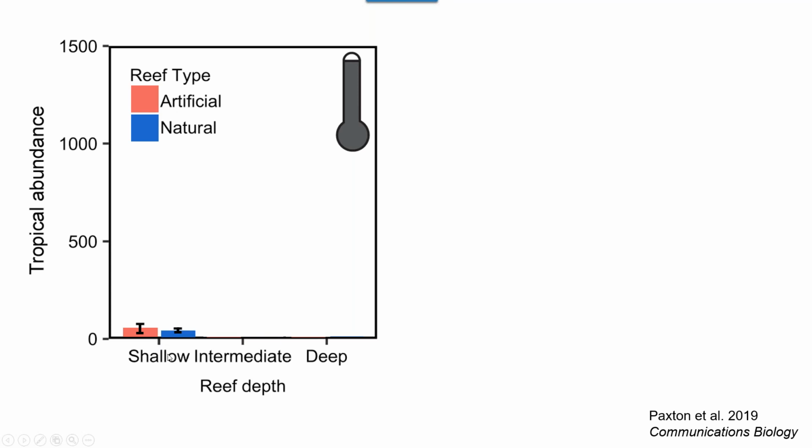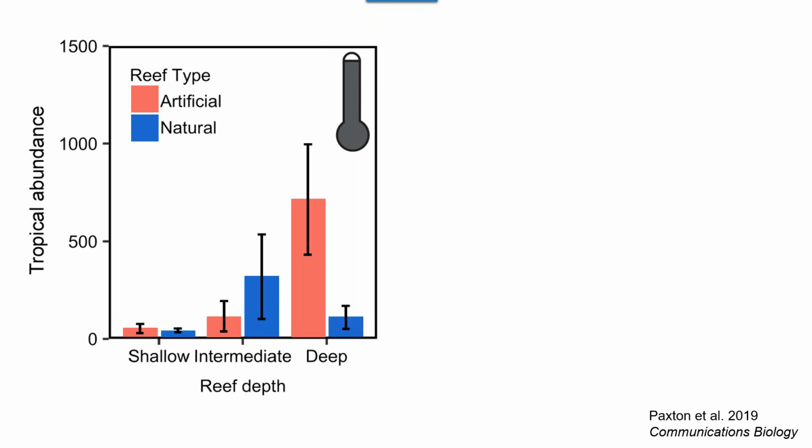We found that on shallow sites, up to about 18 meters deep, the number of tropical fish on the artificial versus the natural sites was similar. We found that it was statistically similar on intermediate depth sites up to 25 meters. And then our deeper sites, so those that were deeper than 25 meters, we found a difference in the number of fish that were tropical.